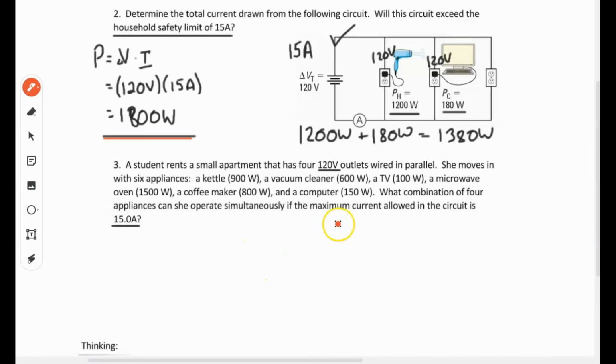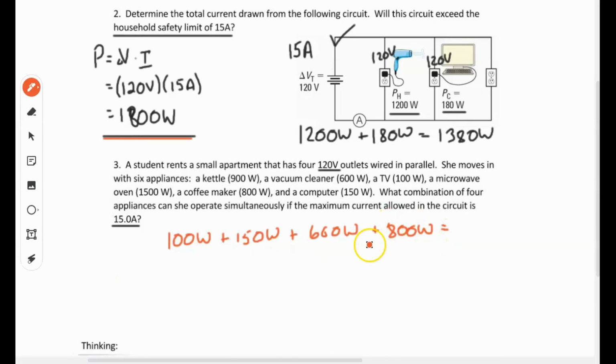A good place to start is, say, the TV and the computer. So we have the TV, which is 100 watts, and the computer, which is 150. I don't really want to hook up the microwave oven because that's not going to go well. I would probably unplug other things if I wanted to use that. Vacuum cleaner, so that's 600. And a coffee maker is the next lowest one, so 800.